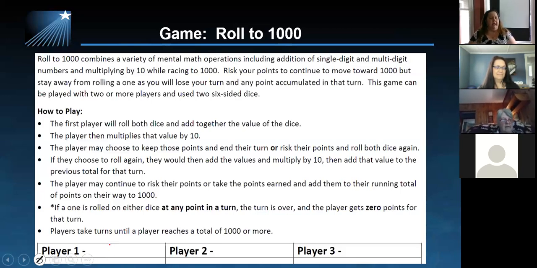Player 2 goes. On my next turn, I roll a 6 and a 1. I don't get any points. My turn is over. I still have my 150 points.